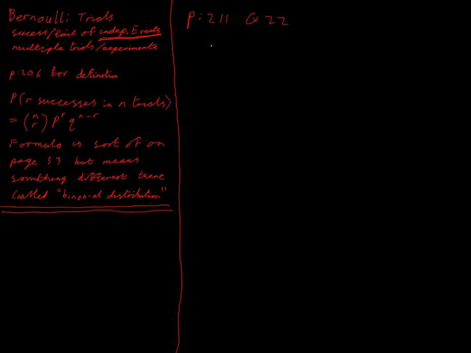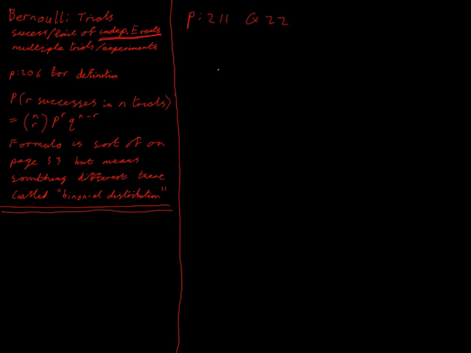Now, continuing on with our work in Bernoulli Trials, we're going to have a look at question 22 on page 211. So we're still dealing with Bernoulli Trials, we're still dealing with independent events, and we're running multiple experiments, and we have success or failure conditions. So we can set up the question to either be a success or a failure.